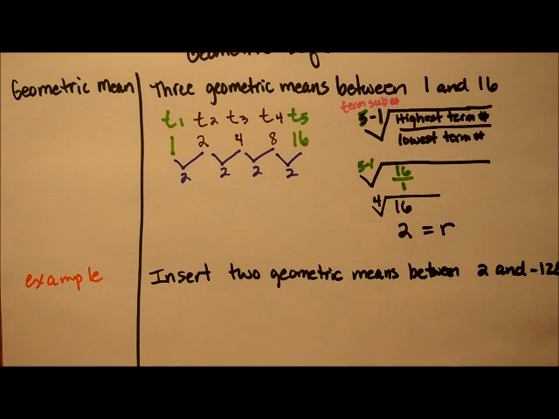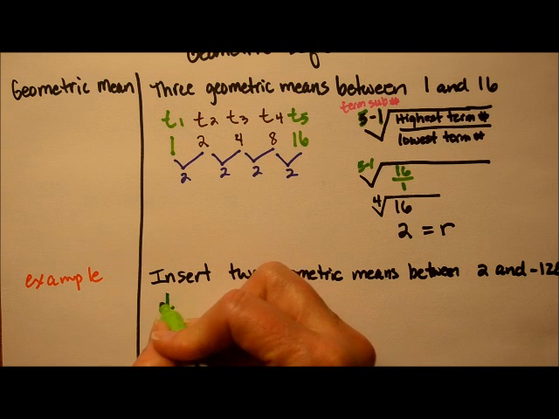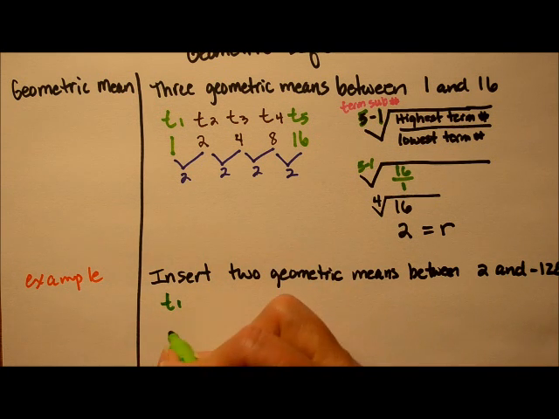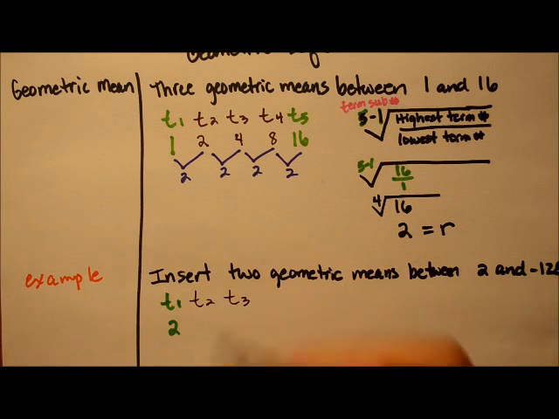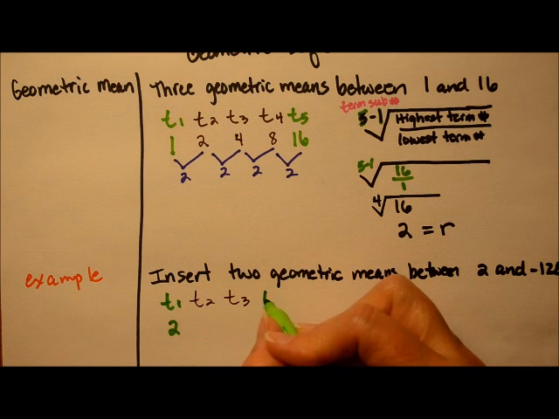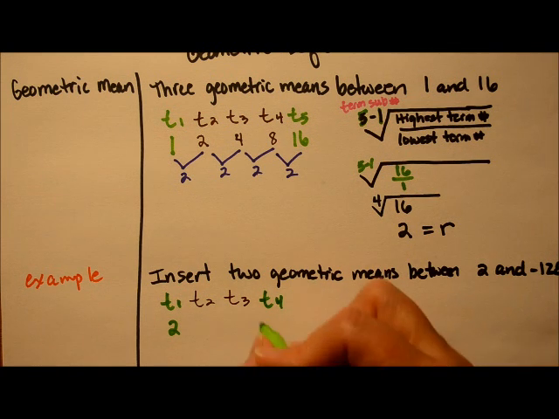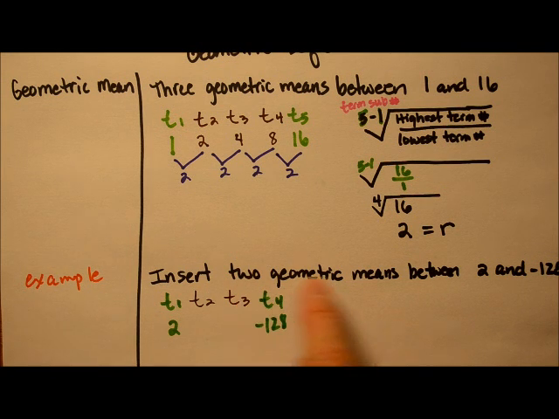Okay, well, I always have this, I have T1 is 2, and then they want me to insert 2 geometric means, so that means I have T2 and T3, and then I can do T4, and T4 is that negative 128. So I have 2 terms between, that's 2 geometric means between 2 and negative 128, 1, 2.